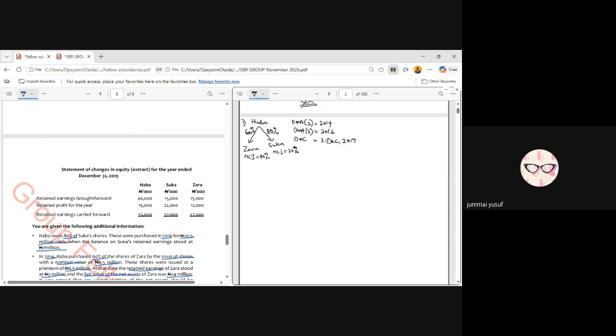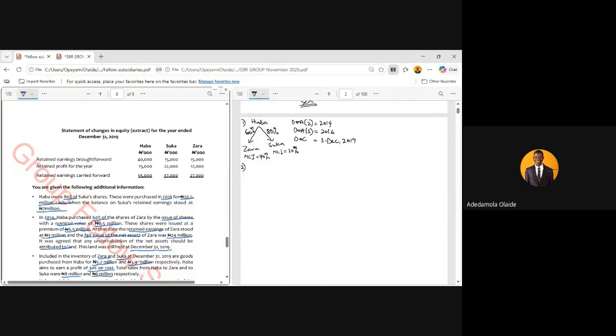Okay. So what we do is we'll take each and every additional information, if there is need for us to do workings on it. For note one, we don't have any. Sir, I have a question. I'm with you, go on. So that DOC, is it date of completion or date of consolidation? Date of consolidation. Then the DOA is the date of acquisition. Date of acquisition. Okay, sir. Thank you.